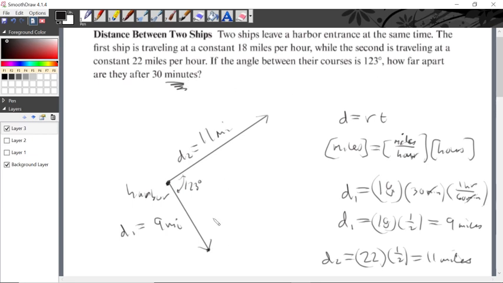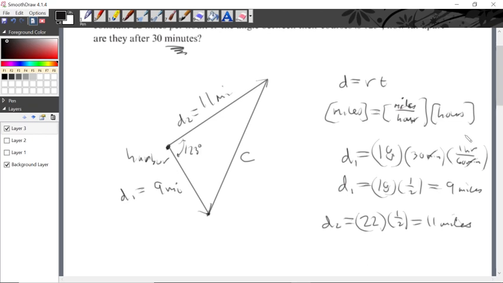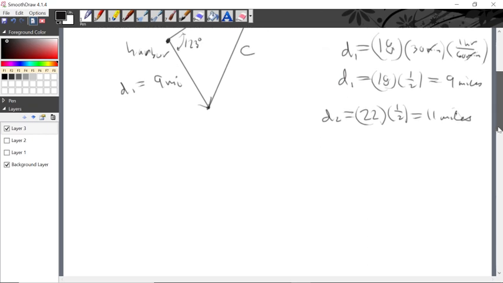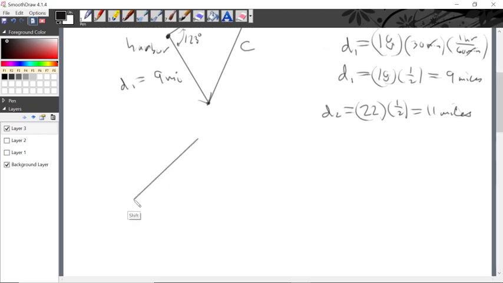Because they left at the same time, they traveled on these courses. This distance here is then what we're trying to solve for, so I'll call this side length C. Let's simplify our triangle a bit and clean it up a little bit.